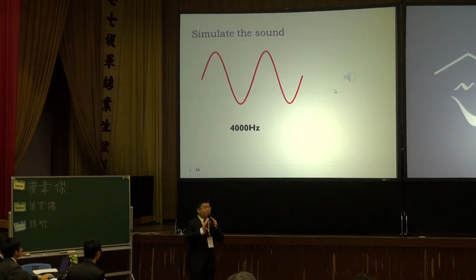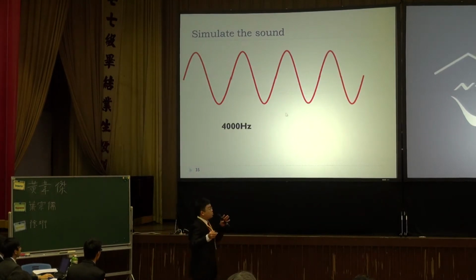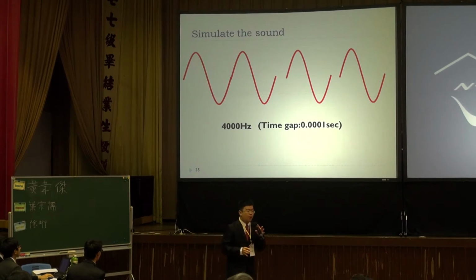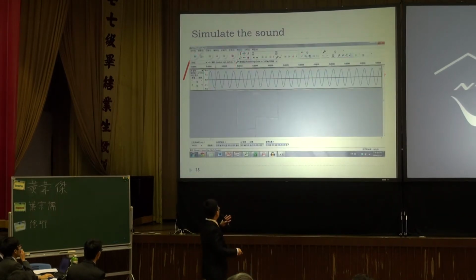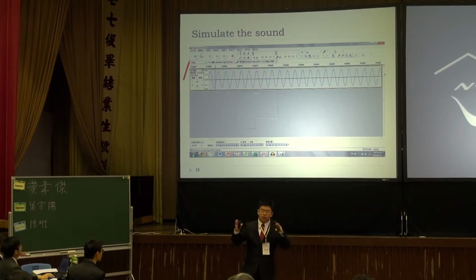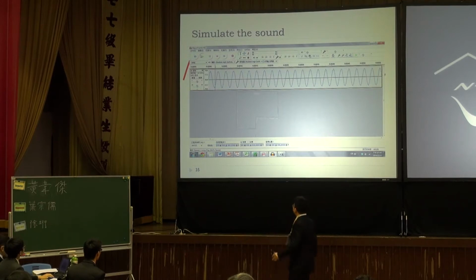Okay, so we can hear it's a constant 4,000 hertz. Now what would happen if we still use 4,000 hertz, but add a 0.001 second time gap to this sound wave? This is the way we do it: we first connect a series of 4,000 hertz wave and the one with the time gap. So let's play it.